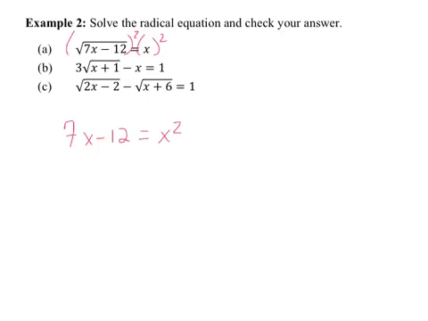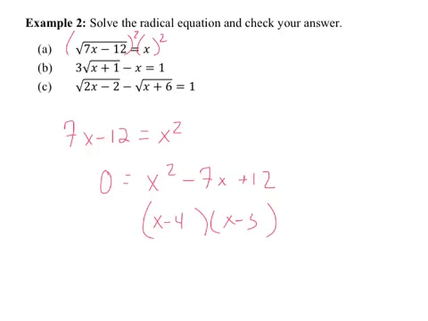Well, whenever we have a quadratic here, we have to move everything over to one side. So 0 equals x squared minus 7x plus 12. Factoring this, I'm going to get x minus 4, x minus 3, giving me two answers, x equals 4 and x equals 3. So this is one of those cases where we indeed have to check both. So let's check them both.